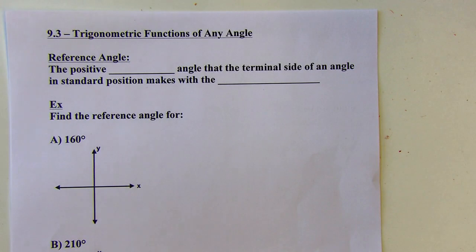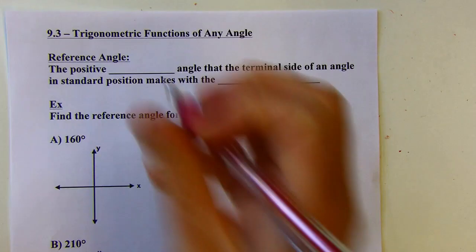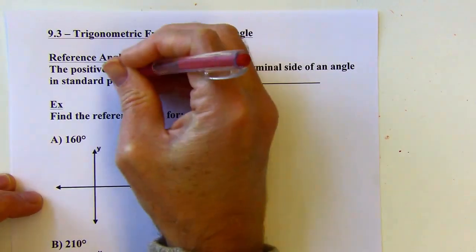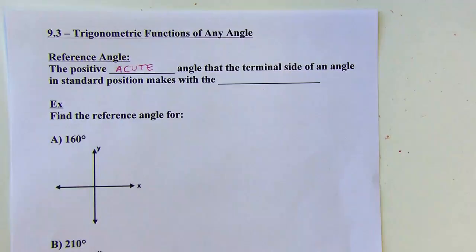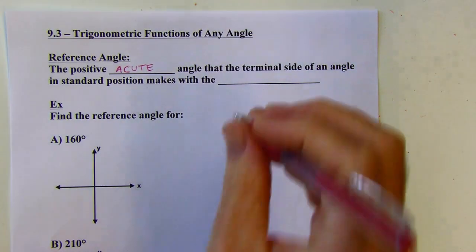All right, we're going to start by talking about a reference angle. So a reference angle is the positive acute angle that the terminal side of an angle in standard position makes with the x-axis.